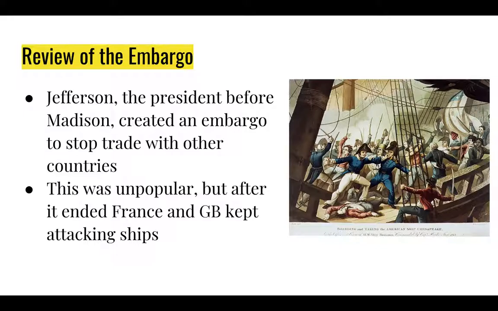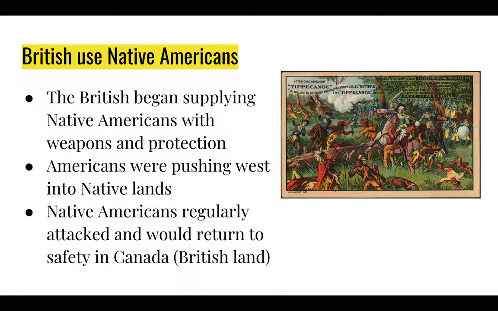And so eventually this embargo was lifted, but then immediately after, France and Great Britain resumed doing exactly what they had done before, attacking the ships and impressing the sailors on them. So in addition to attacking merchant ships, the British were also working with Native Americans, specifically in the northwest of the United States, which at that time wasn't that far west.